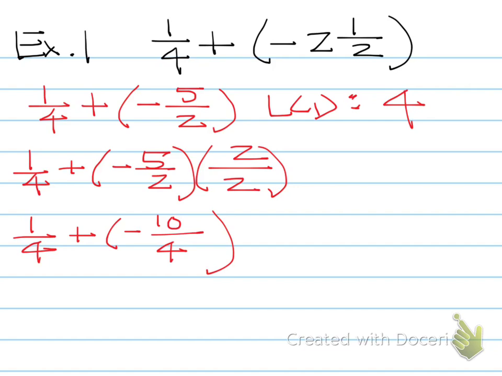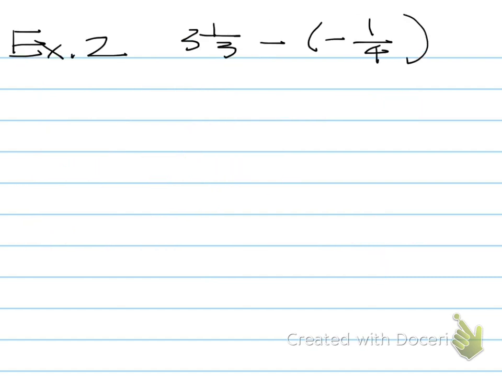Now that we have a common denominator, we can just add the numerators. 1 plus negative 10 is, we're adding two numbers with different signs, so we're going to subtract them, keep the sign of the bigger number. 10 minus 1 is 9. And the bigger number is negative, so our fraction should be negative. And again, the denominator just stays the same. You have to have a common denominator before you add fractions.